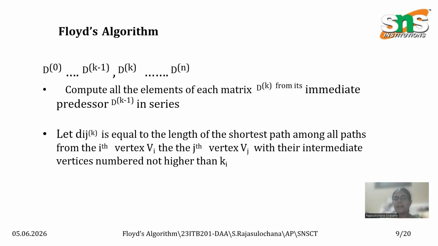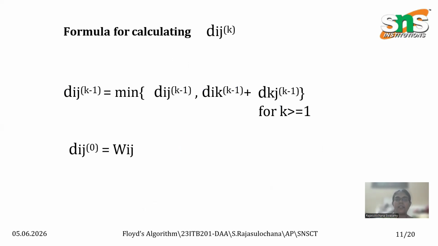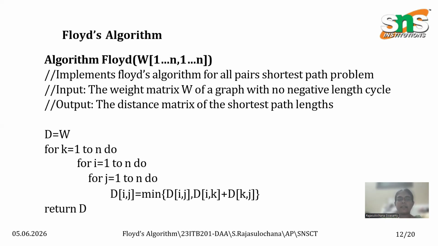Let dij be equal to the length of the shortest path among all the paths from the ith vertex to the jth vertex, where the intermediate vertex numbers are not higher than k. Look at this graph. We are going to apply Floyd's algorithm to this kind of graph. This is the formula for calculating the distance. The distance is calculated as the minimum. For example, dij of k is calculated as the minimum of dij of k minus 1, and dik of k minus 1 plus dkj of k minus 1. Here i is the source vertex, j is the destination vertex, and k represents the intermediate vertices. Wij represents the weight, that is the value of the distance.